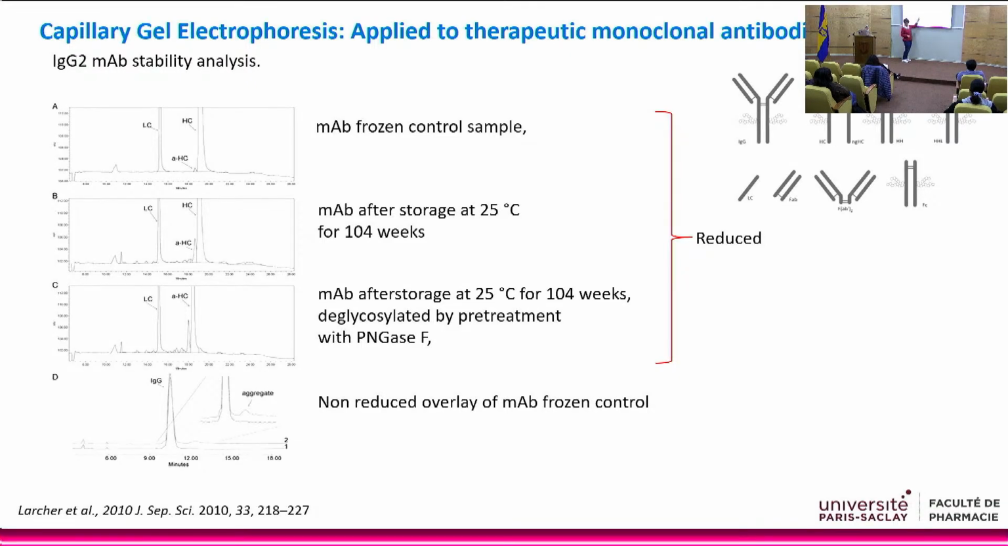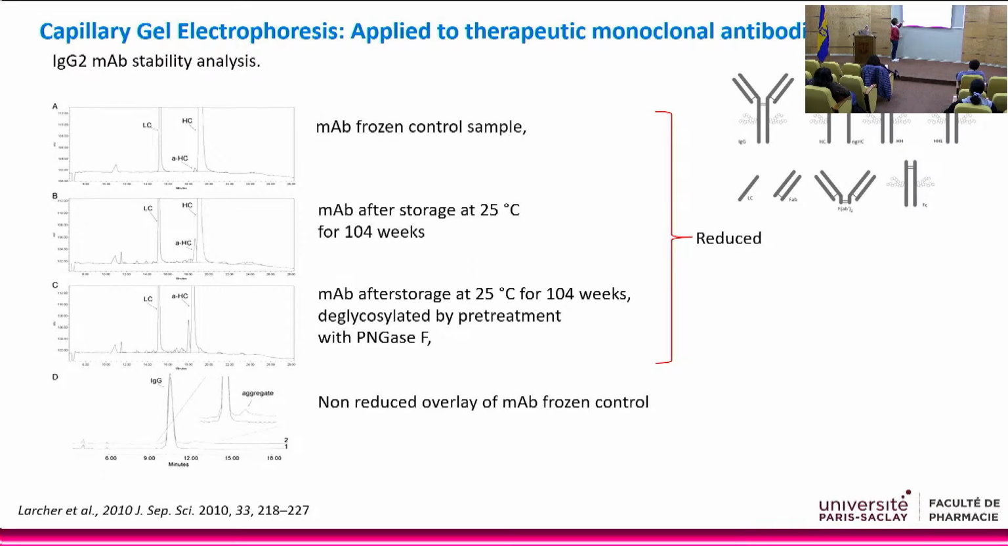You know what this enzyme is? It's an enzyme that deglycosylates the MABs. Because you know that the MABs are glycosylated, so then you suppress the glycosylation, the glycans, the carbohydrate. And so you can see a shift of the peak when the MAB is deglycosylated.